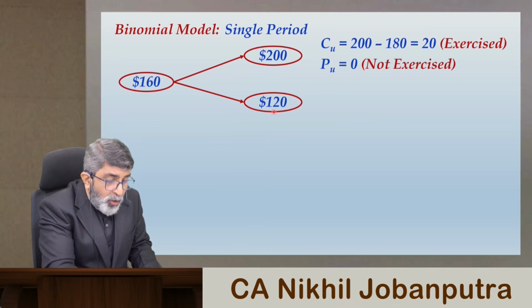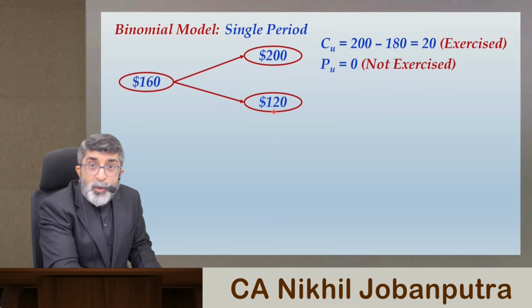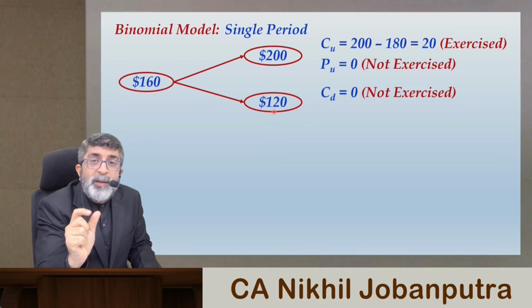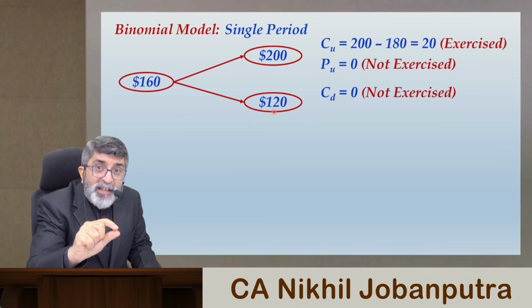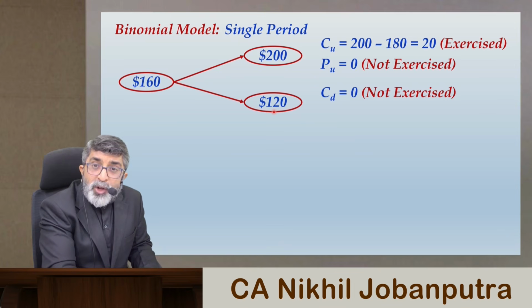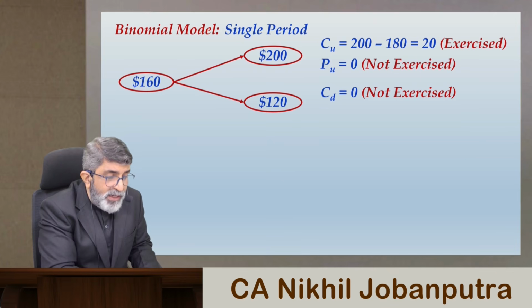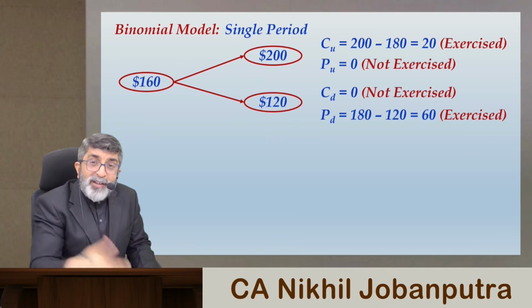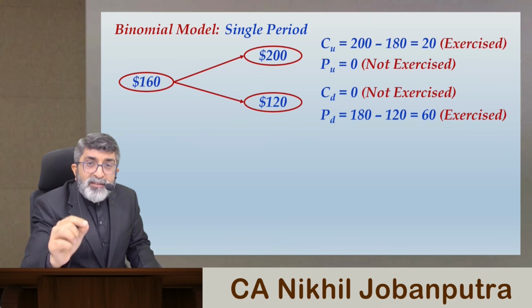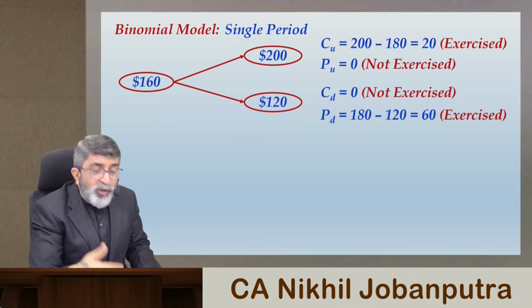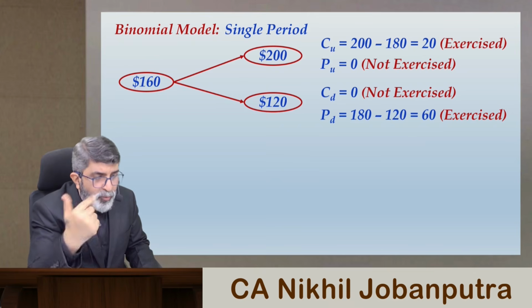Here the call becomes out of the money and will not be exercised, but the put will be in the money and will be exercised. The value of the put over here will be the strike price minus the market price. The strike price was $180 and the market price is $120. The market price we are referring to over here is not the actual market price, of course. This is the expectation, correct? Because this is the result of the up move and down move.